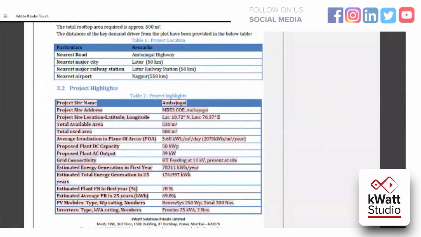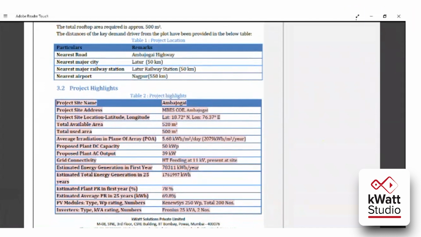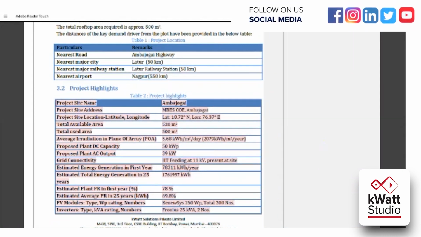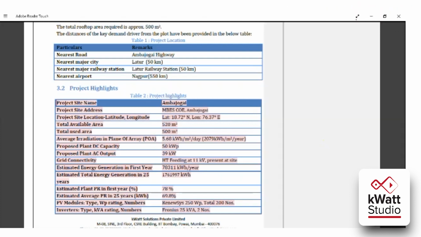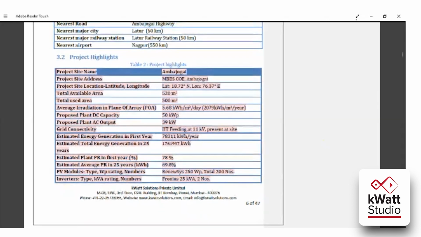Again, you can put your project highlights. Like in our case, the project site name is Ambajogai. Project site address is MBSCOE Ambajogai, and one of the important parameters that you need to mention is lat long, which will indicate the exact location of your project. Here in our case, the latitude is 18.72 and the longitude is 76.37. Total available area is 520 square meters, and total used area is 500 square meters. Out of 520, we are utilizing 500 square meters area.